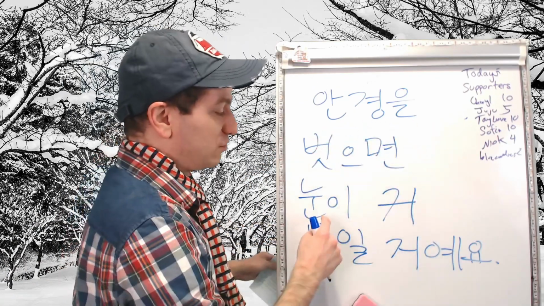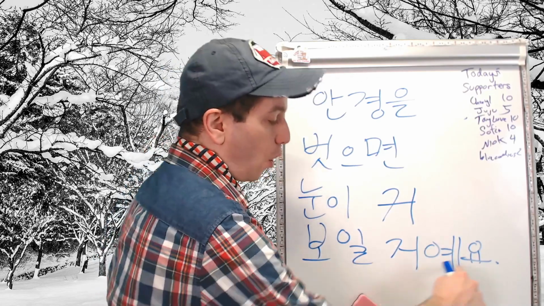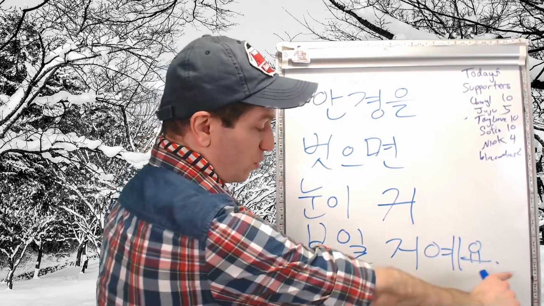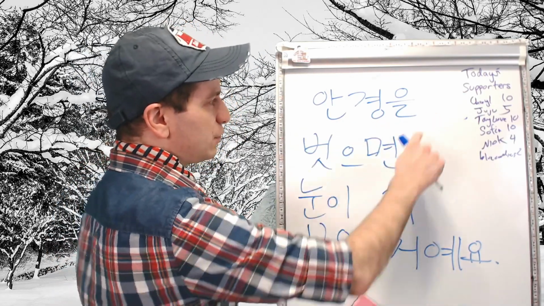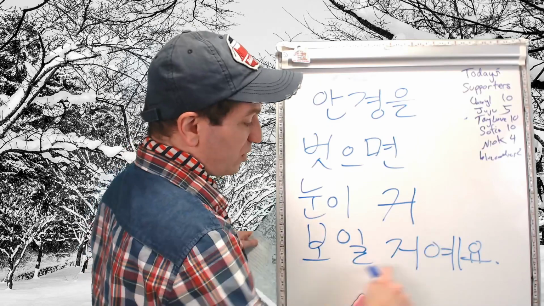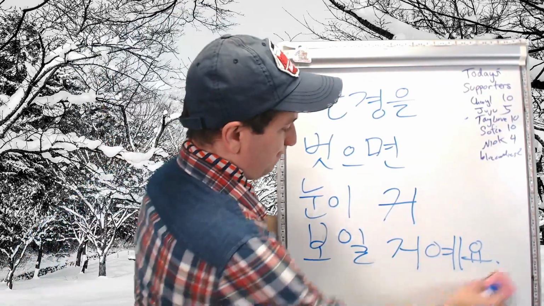안경을 벗으면 눈이 커 보일 거예요. Your eyes will 보일 거예요. Future tense. 커 보일 거예요. Your eyes will look big. 안경을 벗으면, if you take off your glasses, 눈이 커 보일 거예요. Your eyes will look big if you take off your glasses.